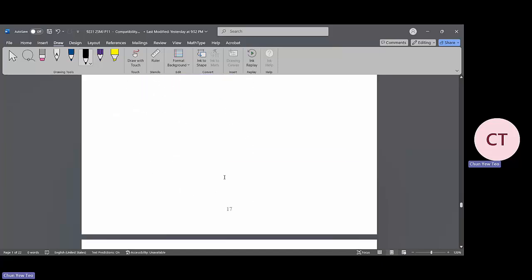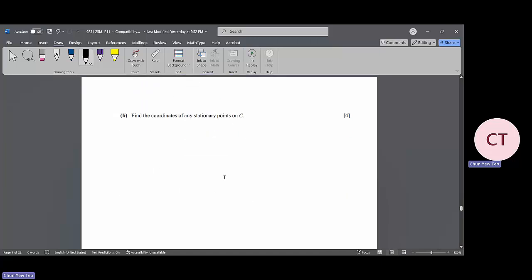Now we move on to part B. We want to find the coordinates of the stationary point. So for the stationary point, we just need to do dy/dx using the quotient rule: keep the bottom, differentiate the top, minus keep the top, differentiate the bottom, divided by the bottom squared.